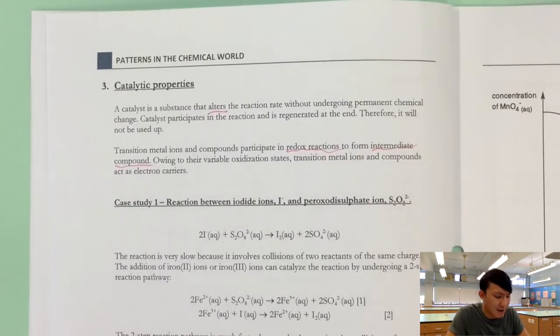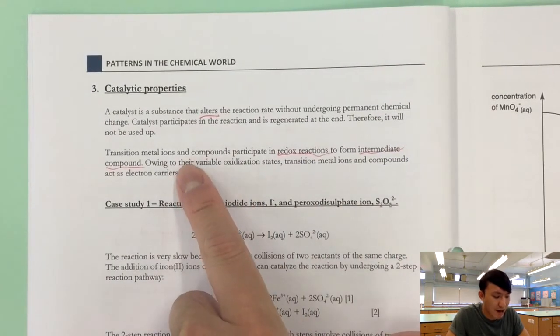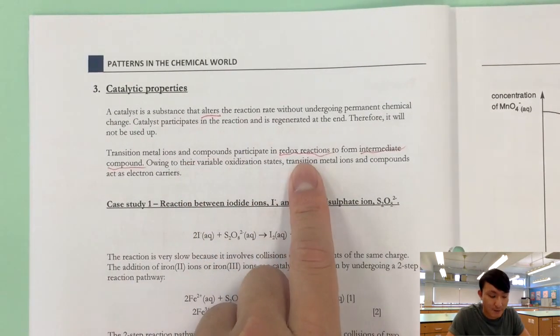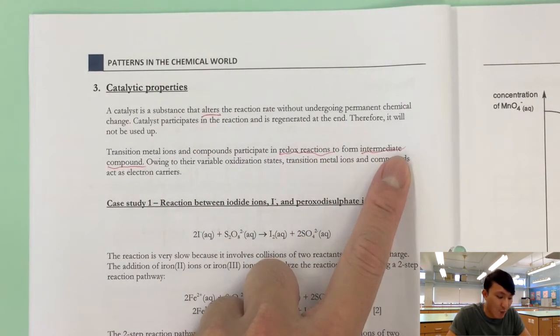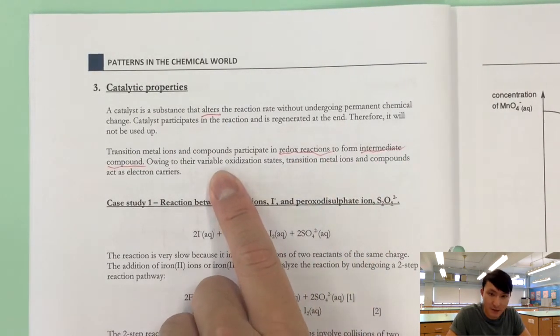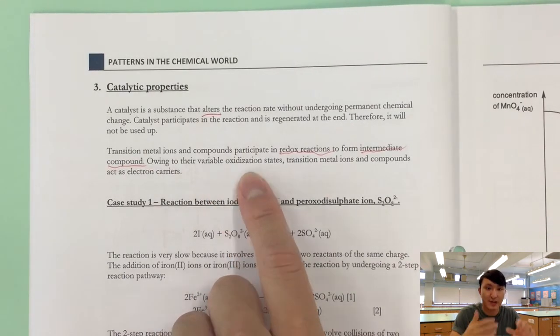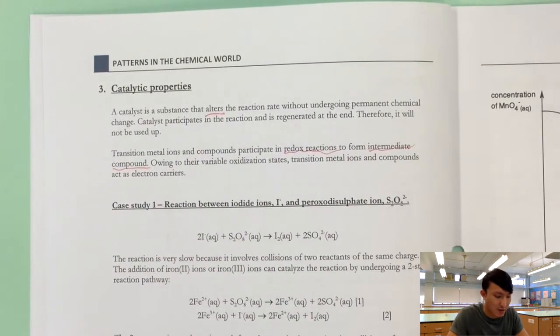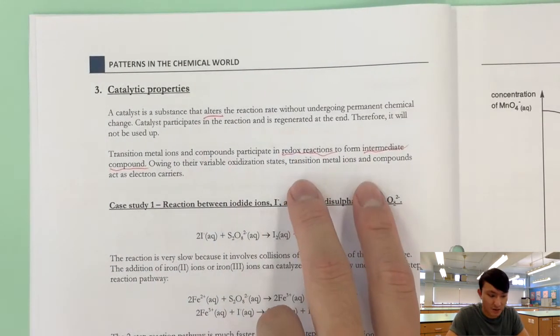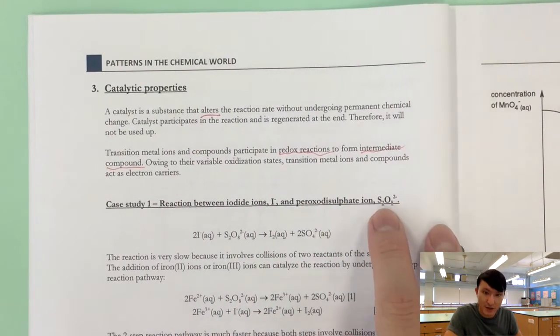Now, we say that transition metal ions and compounds, they can participate in the reaction, basically forming intermediates. And why are they able to form intermediates? It is because they have variable oxidation state. So they can change their oxidation state in order to speed up a reaction. How does it work? Let's have a look at these two examples.